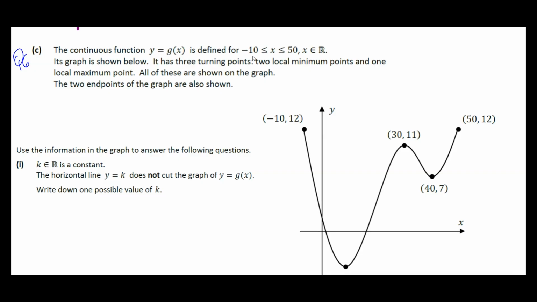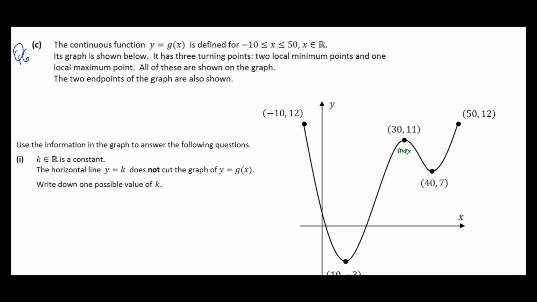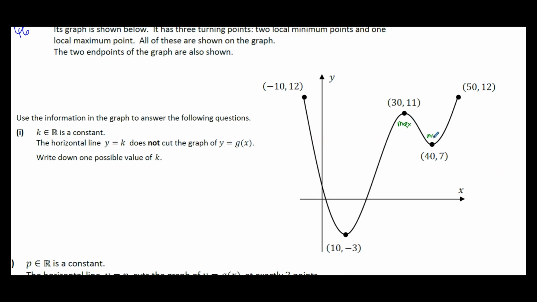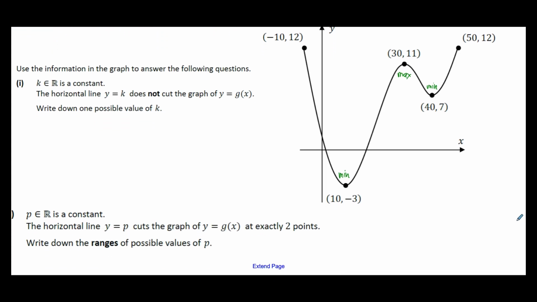It has 3 turning points, 2 local minimum points and 1 local maximum point. So let's identify that. This point here is my maximum point. And then it's talking about 2 minimum points. So this one here is a minimum and this one here is the other minimum point. All of these are shown on the graph. The 2 endpoints of the graph are also shown, and we can see that. So we have it defined in a very specific way, and we have to use this graph to answer 2 questions.